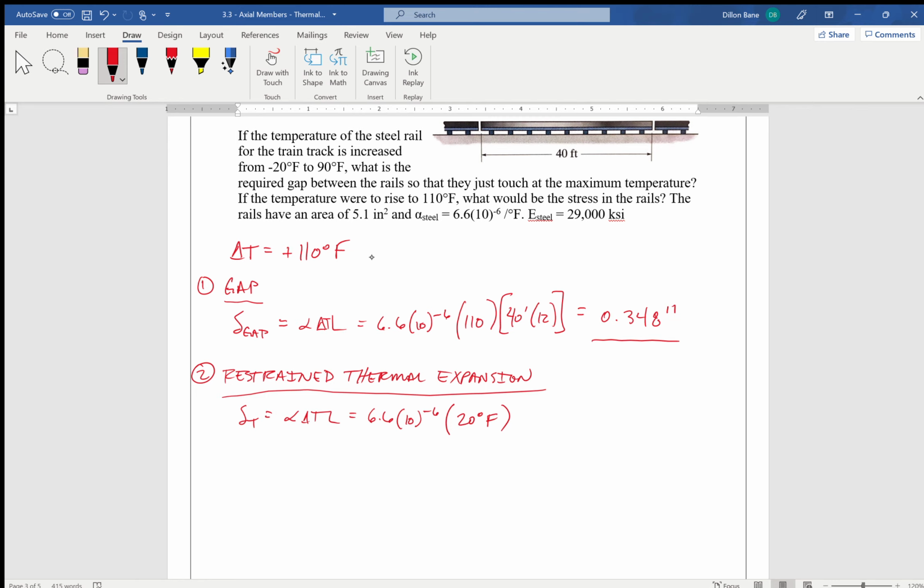And then the original length is still 40 feet, so that's 480 inches. All right, let's work this math out. I haven't actually done this math yet, so let me take a second to do it. 6.6 times 10 to the negative 6 times 20 times 480 inches. We get 0.06336 inches.